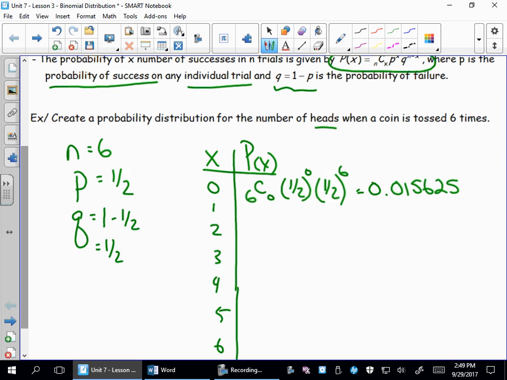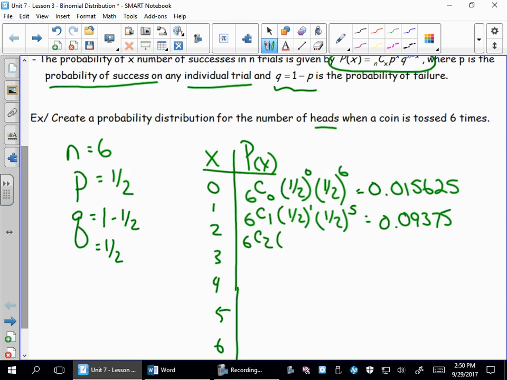Next option, I could have 1 success. So somewhere in those 6 I want it to happen once. It's a combination, order doesn't matter. My chance of success is 1/2. I want it to happen once. I want to fail 5 times. And that gives us 0.09375. Okay, next one, 6 choose 2.